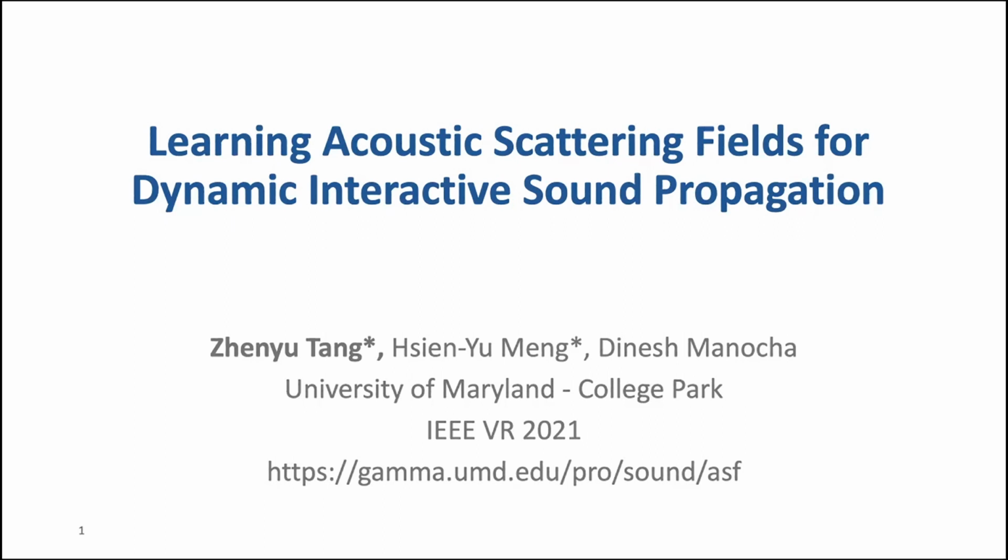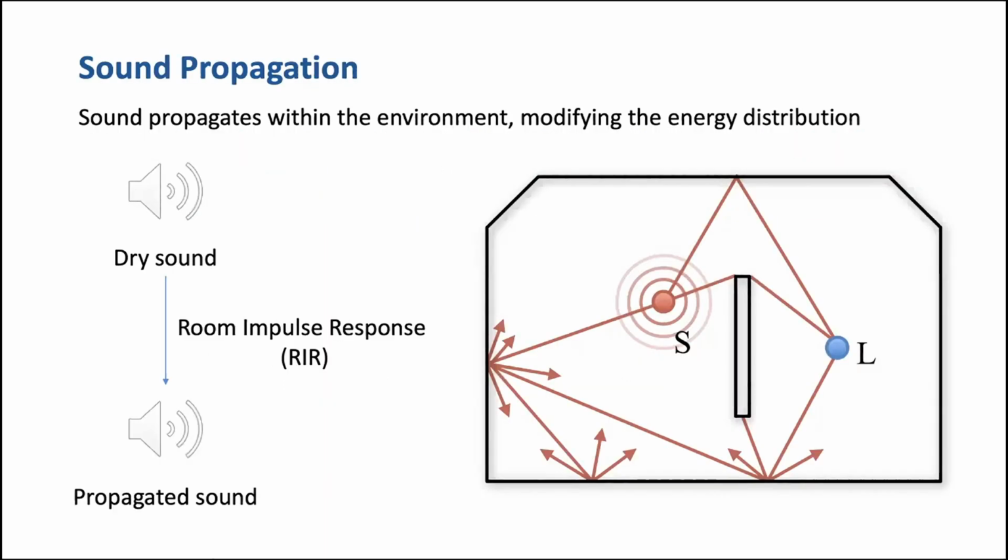Welcome to my talk on our paper Learning Acoustic Scattering Fields for Dynamic Interactive Sound Propagation. Sound propagation is the phenomenon where surface vibrations of objects produce pressure perturbations that are received by a transducer, for example, human ear or microphone. There are different types of interactions in sound propagation, like sound occlusion, reflection, and diffraction. These interactions significantly modify the sound signal.